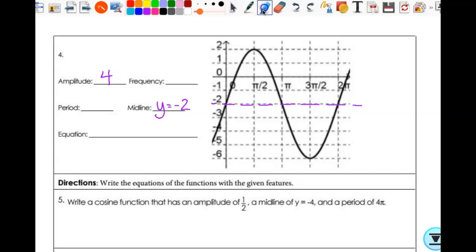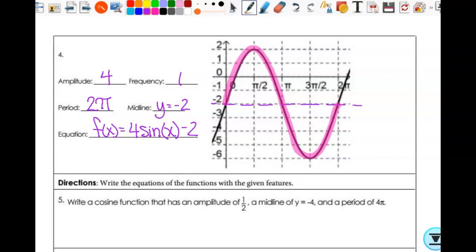Is this sine or cosine? Sine. Here's one cycle of sine. So what's the period? 2 pi. So what's the frequency? 1. So write the equation. Just x. Yeah, we didn't put the 1 in there. What questions you got?